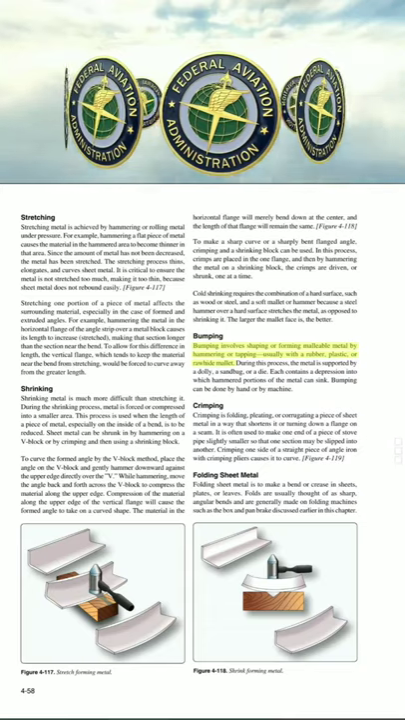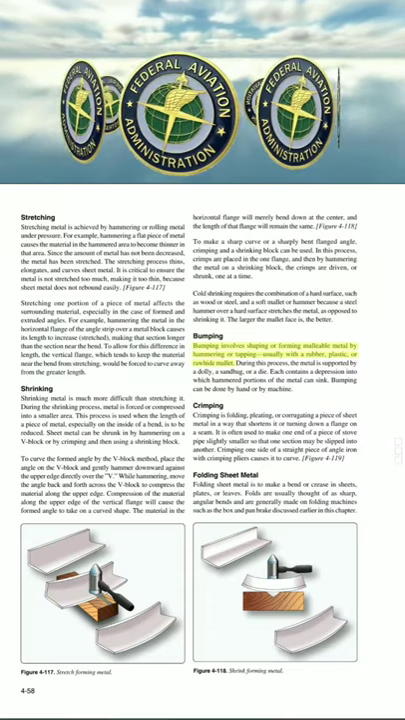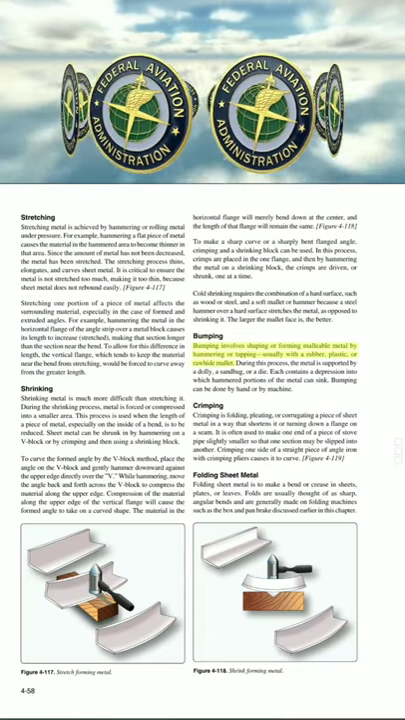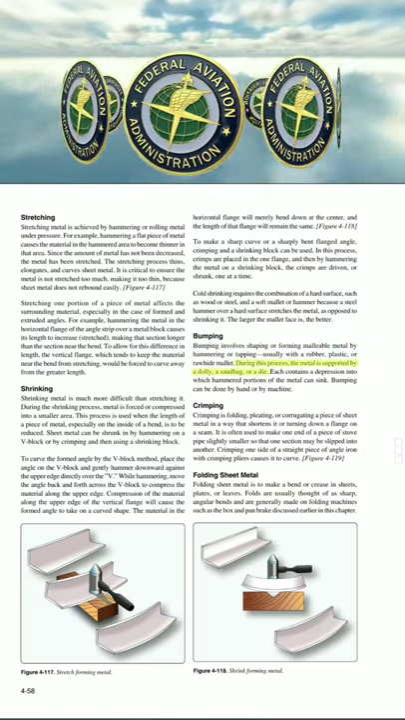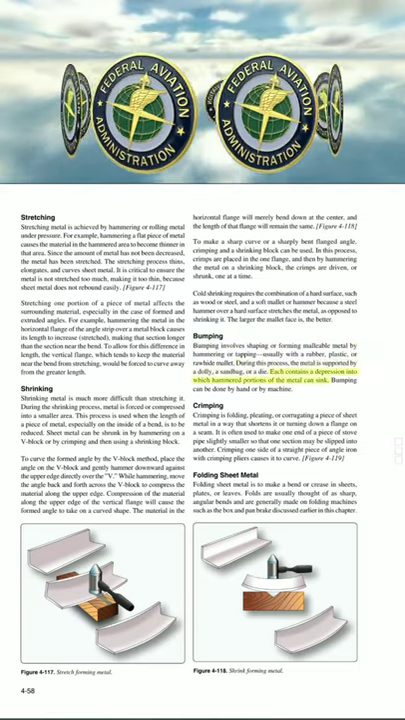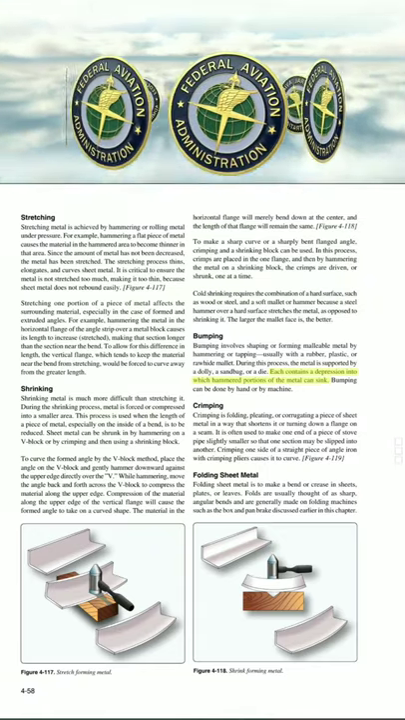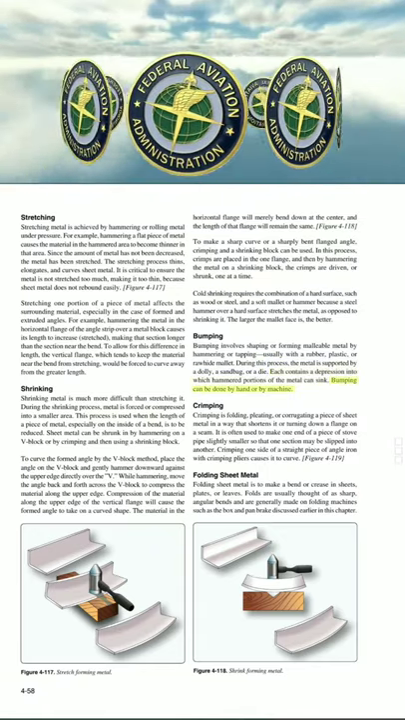Bumping. Bumping involves shaping or forming malleable metal by hammering or tapping, usually with a rubber, plastic, or rawhide mallet. During this process, the metal is supported by a dolly, a sandbag, or a die. Each contains a depression into which hammered portions of the metal can sink. Bumping can be done by hand or by machine.